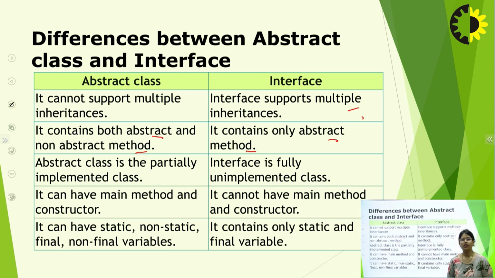Why is an abstract class partially implemented? As there are some non-abstract methods, some of the methods are defined, whereas some are undefined. In an interface all the methods are undefined, there is only a declaration of the method. In an abstract class we can have the main method and the constructor, whereas in an interface we cannot have a main method or a constructor. An abstract class can have static, non-static, final, and non-final variables, whereas an interface contains only static and final variables.